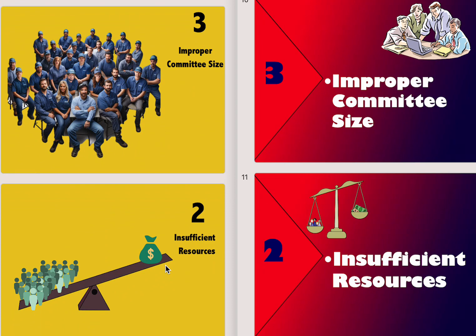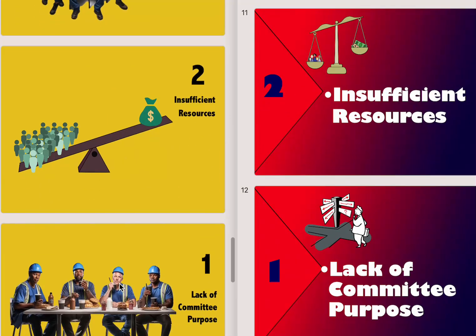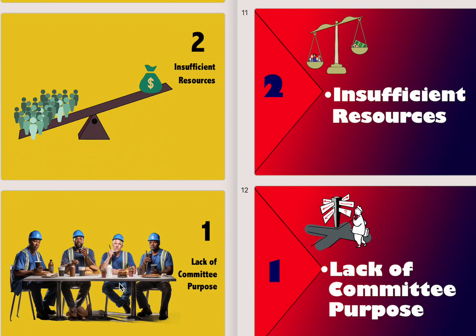Once again, 4 people having a meeting, may or may not be a committee, may or may not be improper. On the left, I just made a really big group to hopefully have people figure out that that big of a group would be an improper committee size. Down to number 2, insufficient resources. This graphic's probably the most closely related to the topic. It shows more people than money, and the one I recreated shows the same thing.